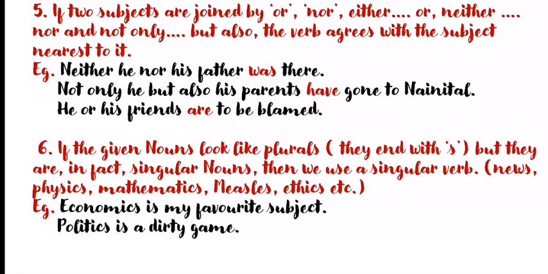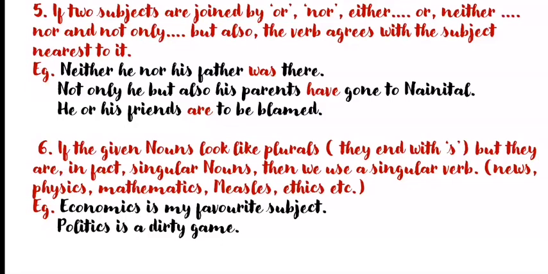Not only he, but also his parents have gone to Nainital. Not only, but also, the two subjects used are he, his parents. The verb used is have. This verb is used in agreement to the subject, his parents. That is, the verb comes in accordance to the latter subject. He or his friends are to be blamed. He, first subject, his friends, second subject. The verb used is are. Are is in agreement with his friends.